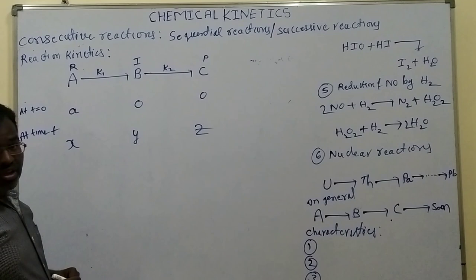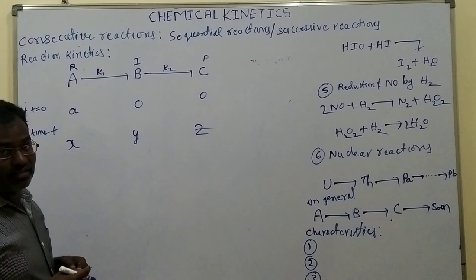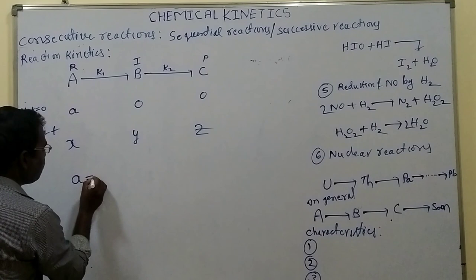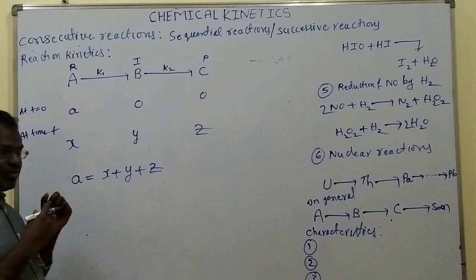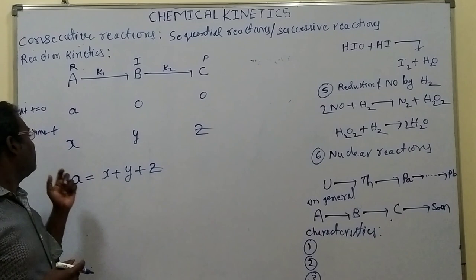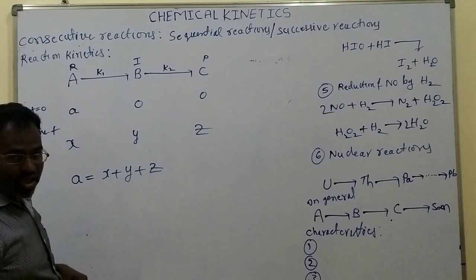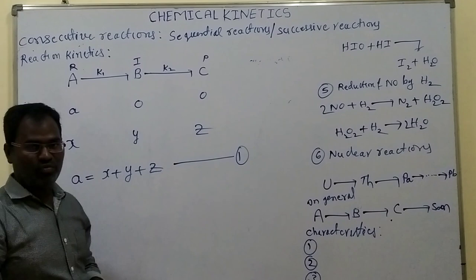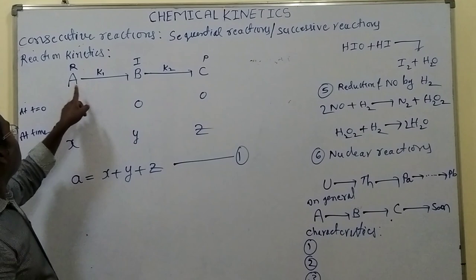So if we want to calculate the total concentration, that means total moles, how can we get it? It is simply A is equal to X plus Y plus Z. If we do the addition, then we can get the initial concentration of A. This is the equation 1. Now you see the original reaction: here A is converting into B, and later B is again converting into C.